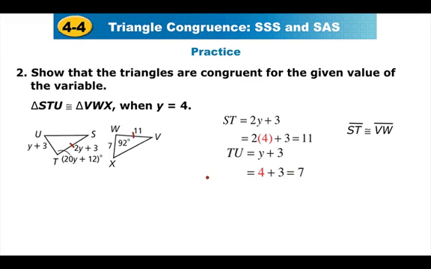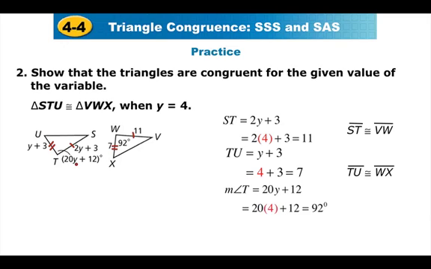Next, I'm going to plug y into TU. Once I do that, I get 7. So I know that TU is equal to WX. Since they're equal, they are congruent. Then the last part is to plug y into this angle here, T. Once I do that, I get 92. Now that I know that this is 92 and this is 92, I know that this angle is congruent to this angle.